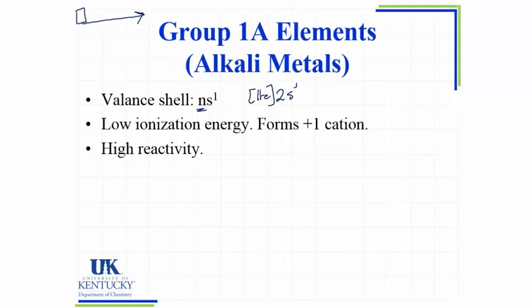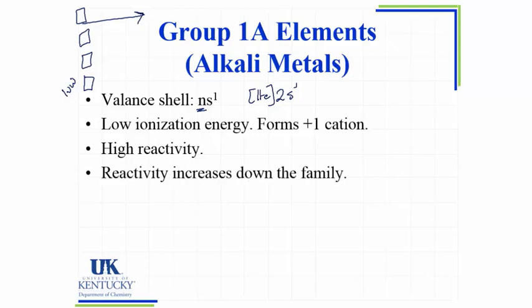Now, what happens to ionization energy as you go down the family? So as we're going down the family on the periodic table, that valence electron is further and further down. So this is going to have the lowest of the low down here. So these are highly reactive. What's the reactivity going to do as you go down the family? Well, as you go down the family, the reactivity is going to increase.